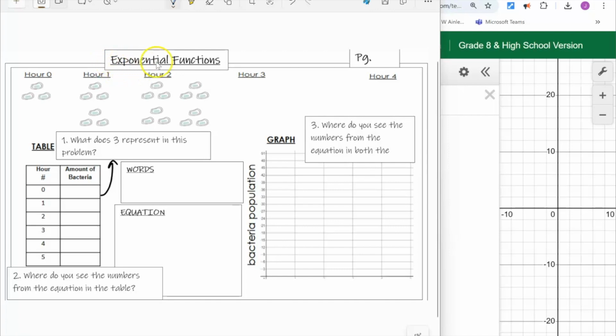All right, so we're going to begin our unit on exponential functions. We're going to take a look at it in all kinds of situations, from a table into words, into equations, into graphs, and also into patterns. So let's take a look at what's happening.